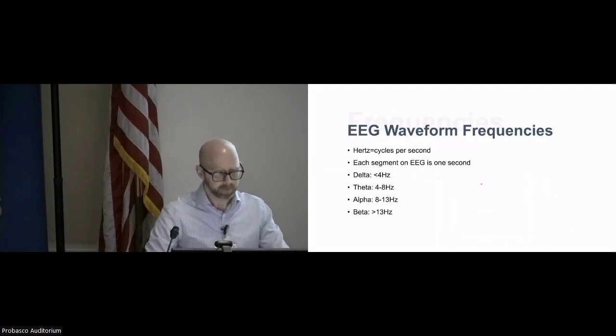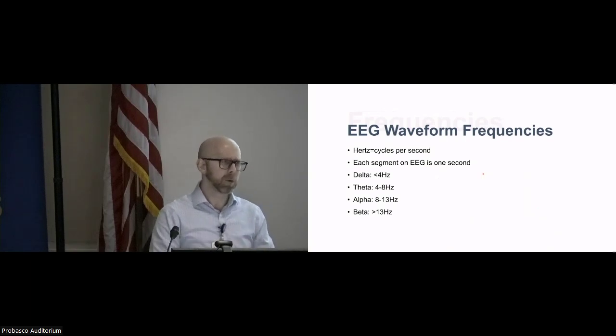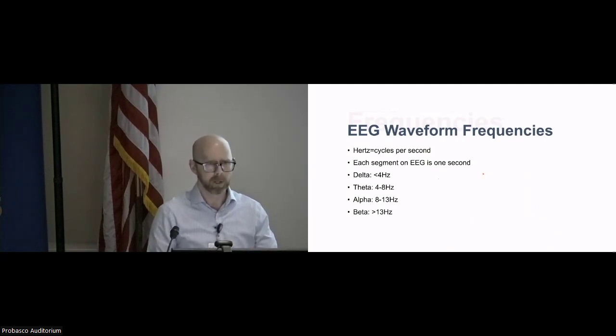And the actual frequencies themselves are typically broken down into 4 categories. There is a 5th called gamma, which is really fast, but you don't really need to worry about that typically. Delta is less than 4 hertz. Theta is 4 to 8 hertz. Alpha is 8 to 13 hertz, and beta is greater than 13 hertz. So when you hear things like alpha rhythm, that's what it means. It is 8 to 13 hertz, and hertz is cycles per second.